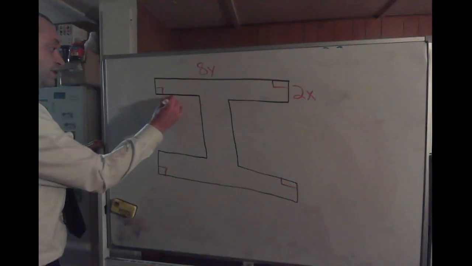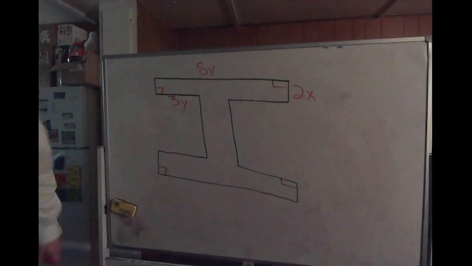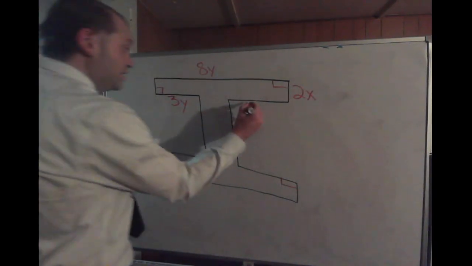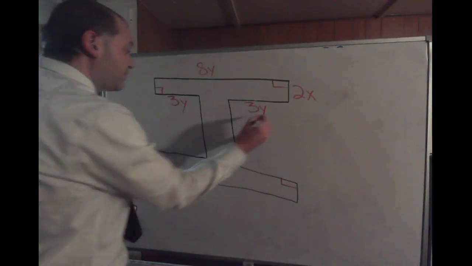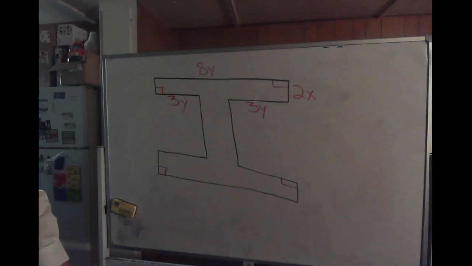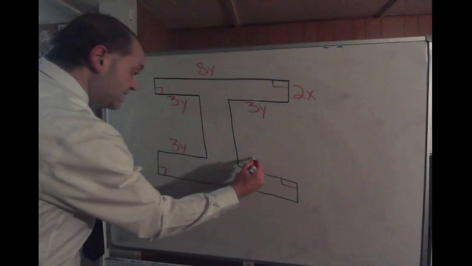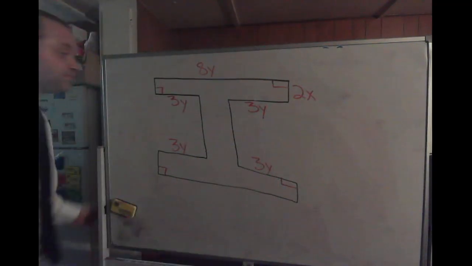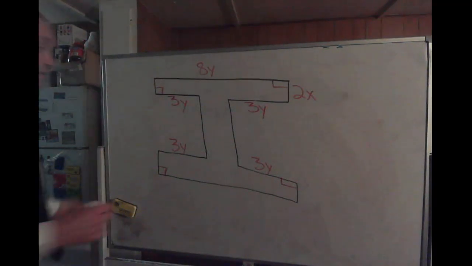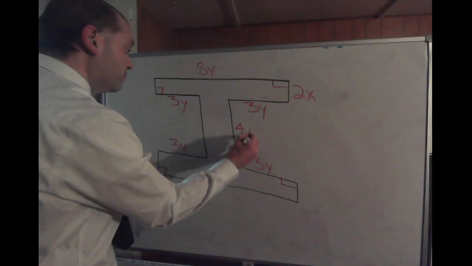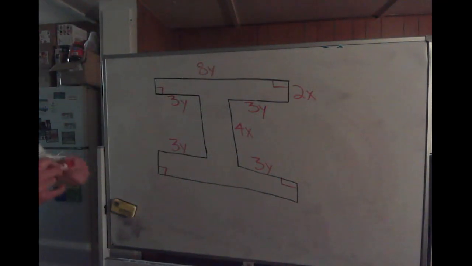This here has a length of 3y. This here has a length of 3y. What else? This has a length of 3y. This has a length of 3y. And then this right here has a length of 4x. So we need to find the area in terms of x and y.